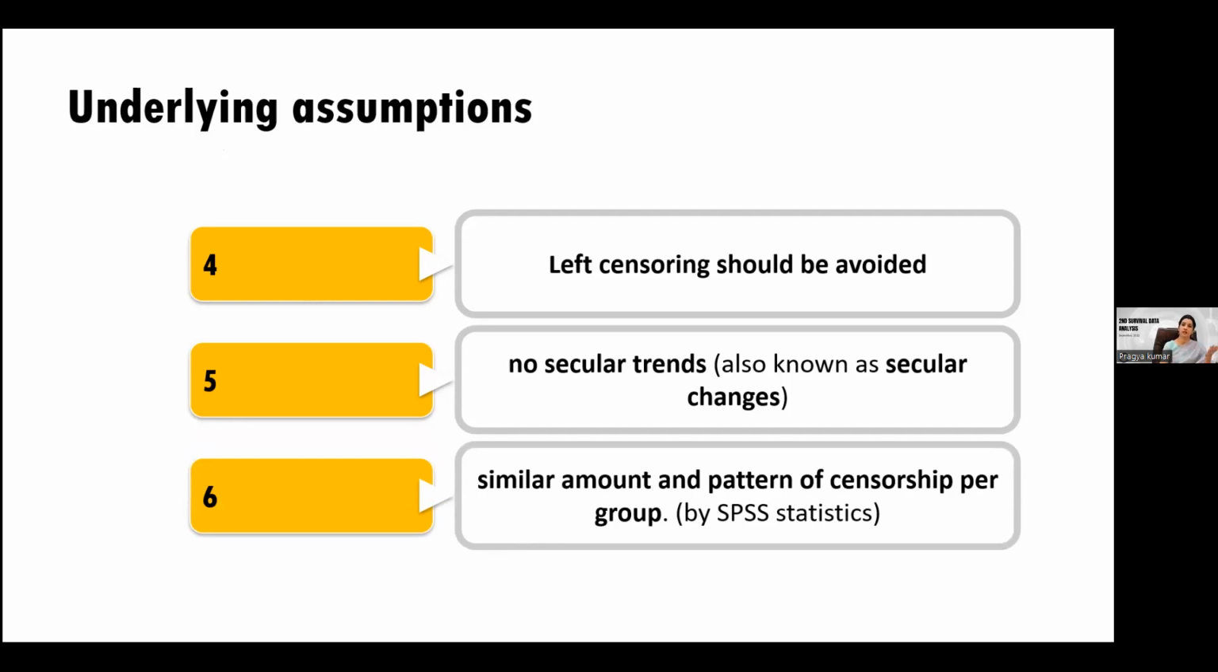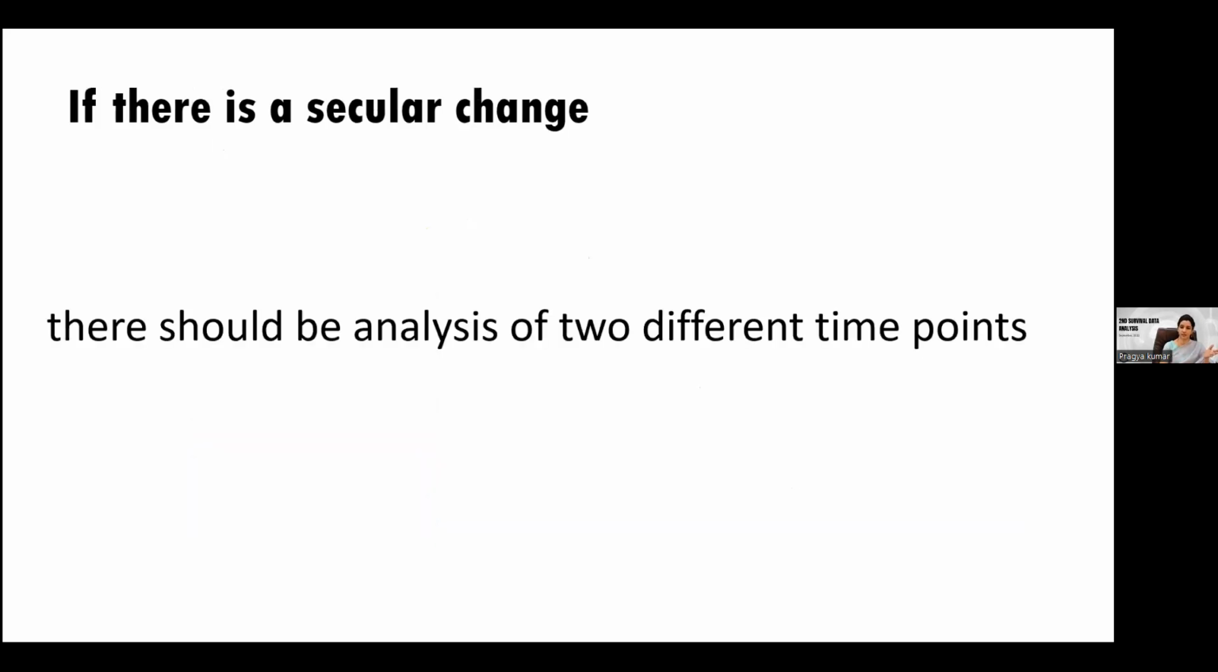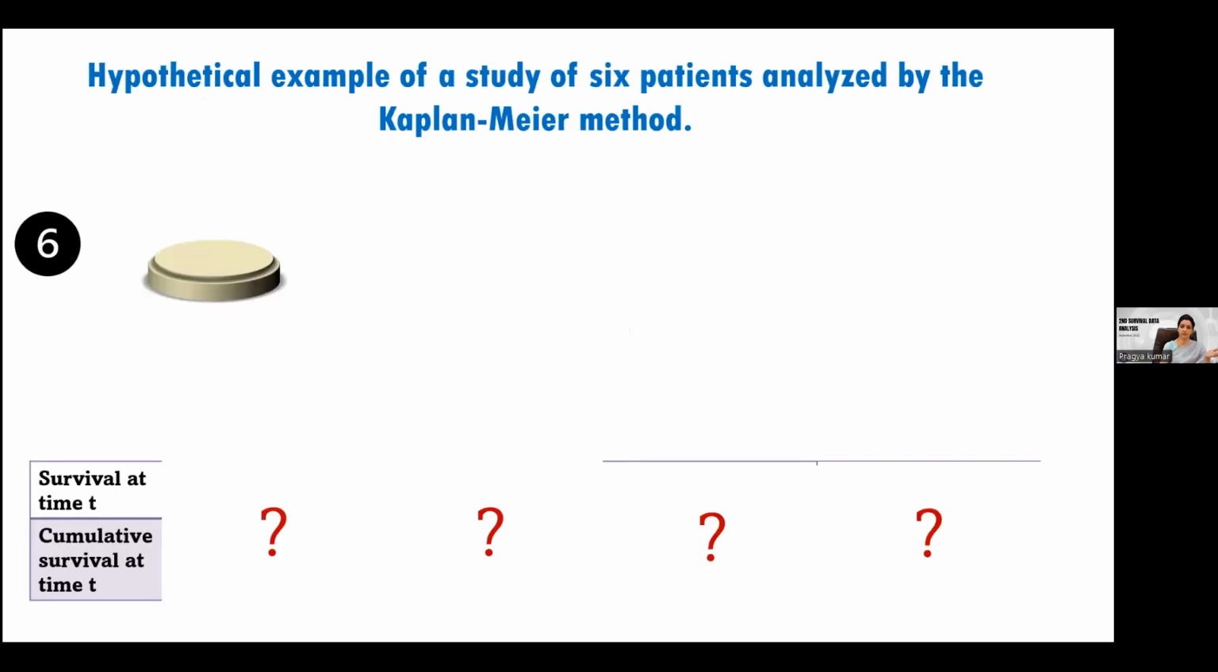And again, there's one more assumption. That is, there should be a similar amount and pattern of censorship per group. We will see what that is. That we check by the SPSS statistics. So if there is a secular change, there should be analysis of two different time points. We have discussed that. So coming to this Kaplan-Meier method.